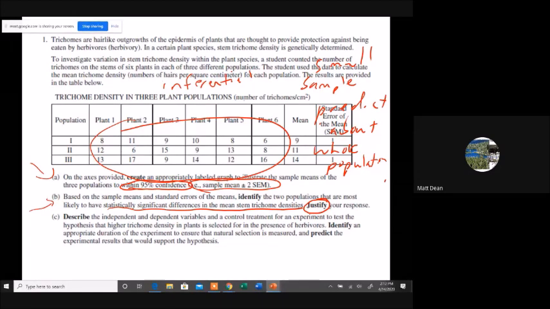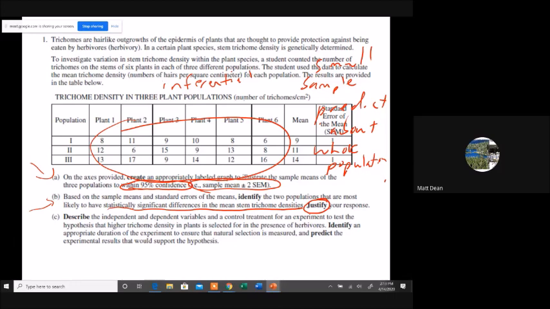The identify part: populations 1 and 3 are the two that are most likely to have statistically significant differences in mean stem trichome densities because their 95% confidence intervals don't overlap. You might also add in that the confidence intervals for 1 and 2 do overlap, and the confidence intervals for 2 and 3 overlap. But the confidence intervals for 1 and 3 don't overlap. Therefore, the differences are likely to be statistically significant. All right, so that's it for B.